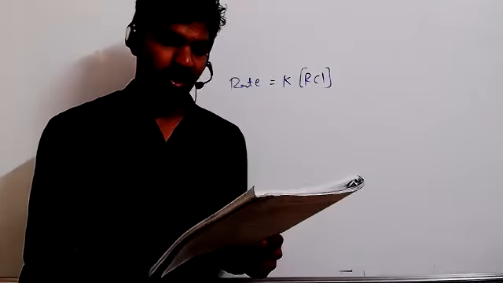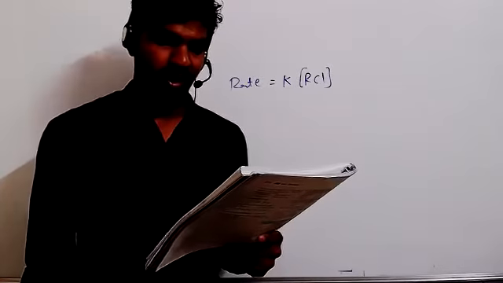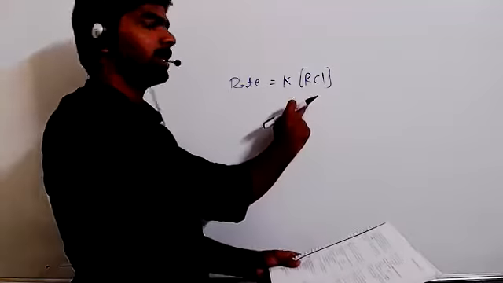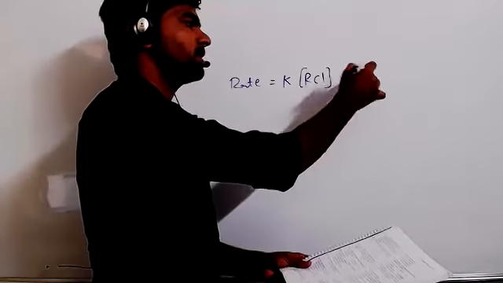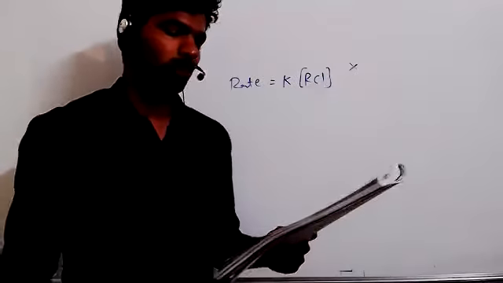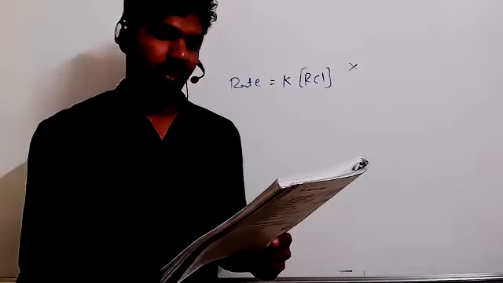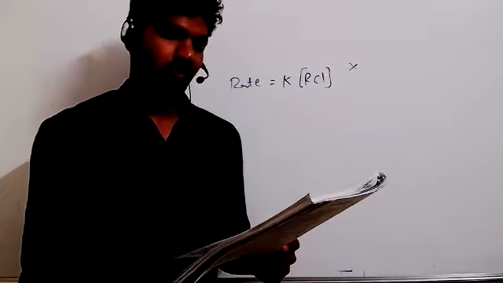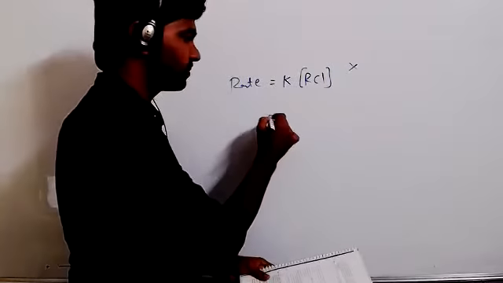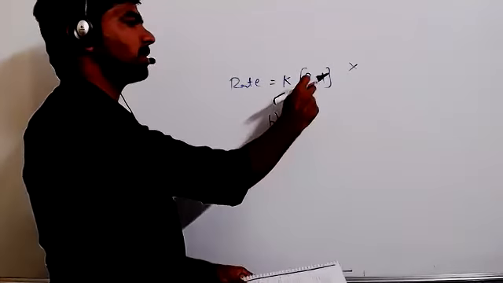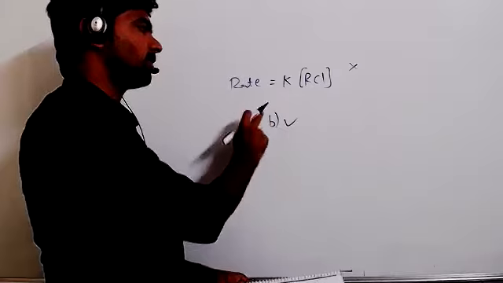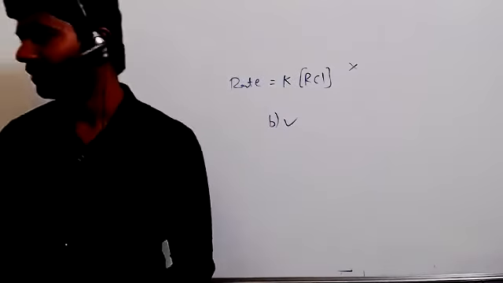Option C is increased by increasing the temperature of the reaction. No, it is not given here whether it is an exothermic or endothermic reaction. It's not mentioned, so don't go with option C. E is unaffected by change in temperature. No, that also we can't predict. So option B is correct. By decreasing the concentration of the reactant, the rate of reaction also decreases to half.